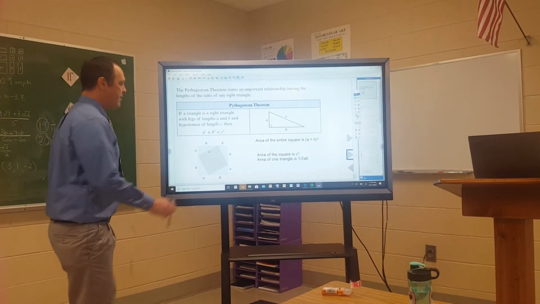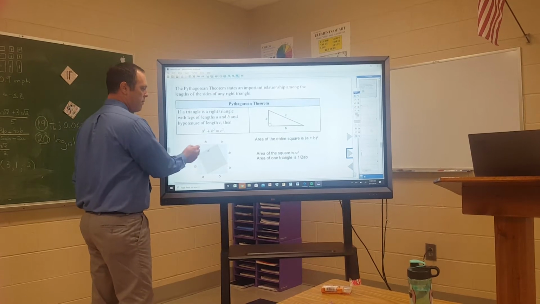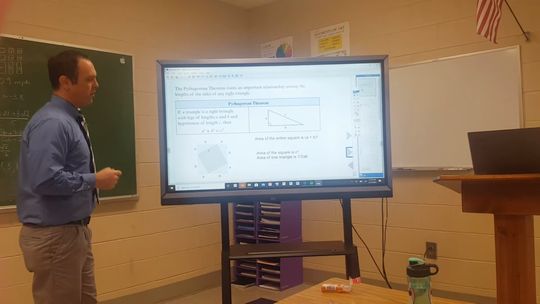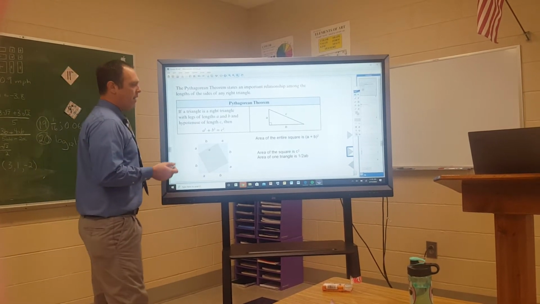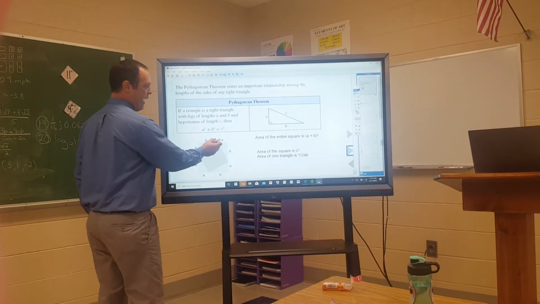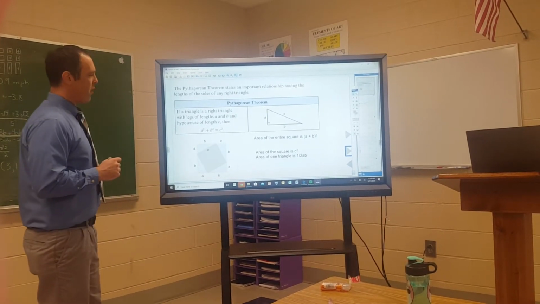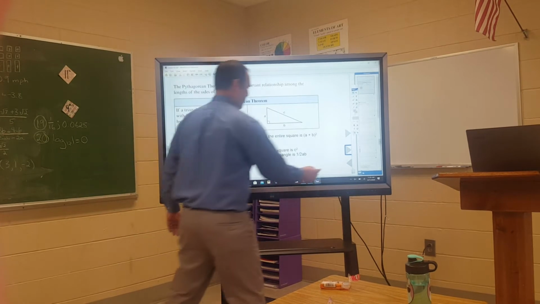The area inside, we see the one length, we made the hypotenuse C. The area of the square inside would be C squared, or C times C. And the area of one of the triangles, we see it has a base of A and a height of B, so the area of the triangle would be 1/2 A times B.